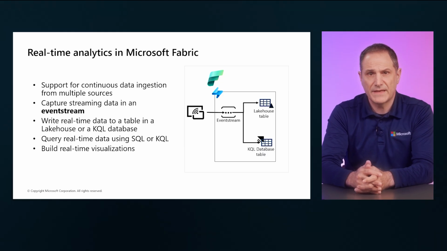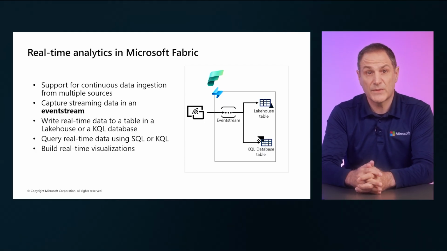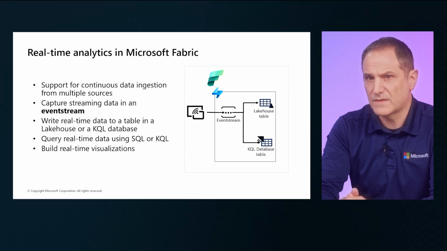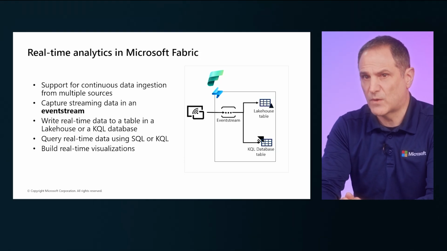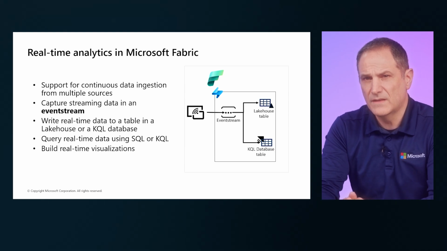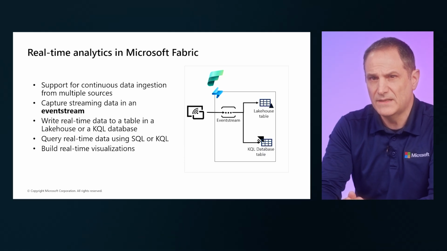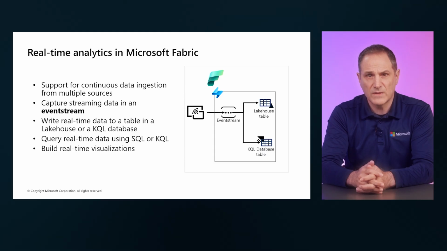Finally, because this data is already inside Microsoft Fabric, you can connect it to Power BI directly and build real-time visualizations. As new events arrive, the visuals update automatically. So the full flow is: streaming sources send events, event streams capture and optionally transform this data, the data is written to a lakehouse table or a KQL database, and Power BI consumes that data for real-time reporting. Architecturally, this is how Fabric connects streaming ingestion, analytics, and visualization into a single end-to-end real-time pipeline.